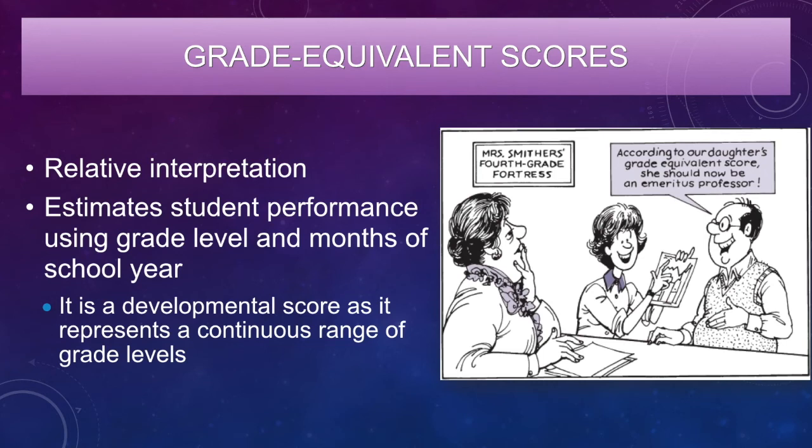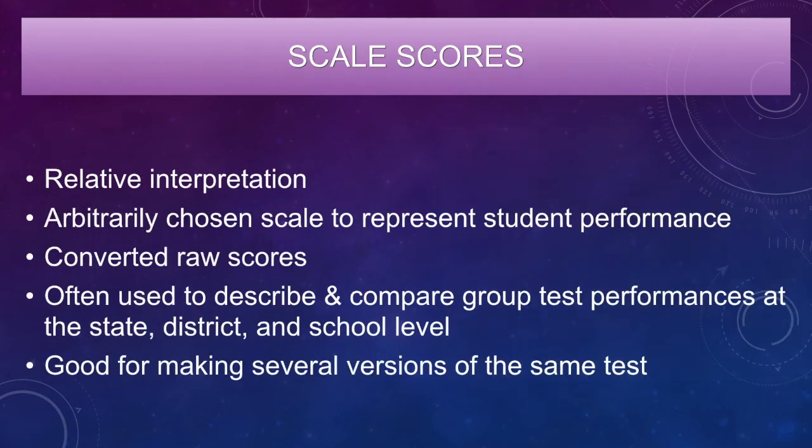Now, 2 assumptions are made here. Assumption is made that the subject area tested is equally emphasized at each grade level. Another assumption is that student mastery increases at a constant rate. And the most complicated of these are the scale scores.